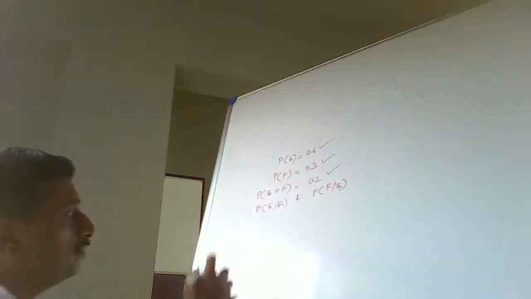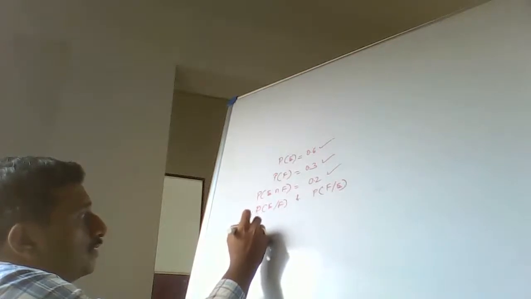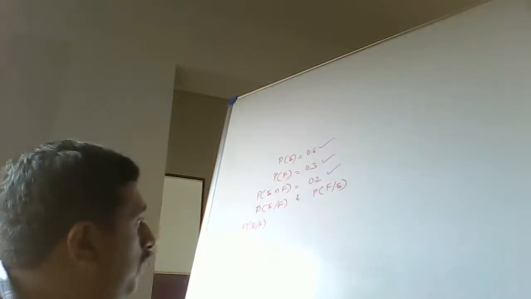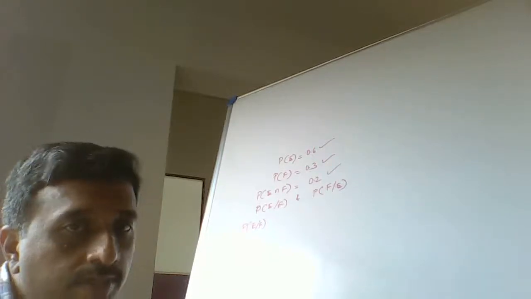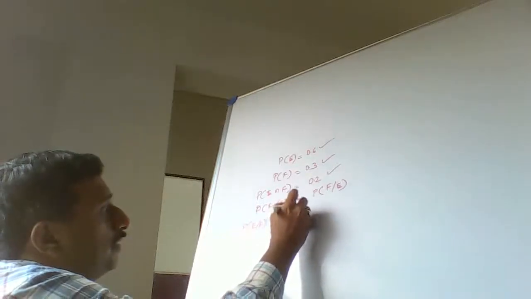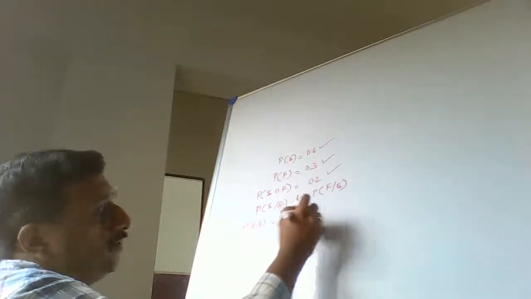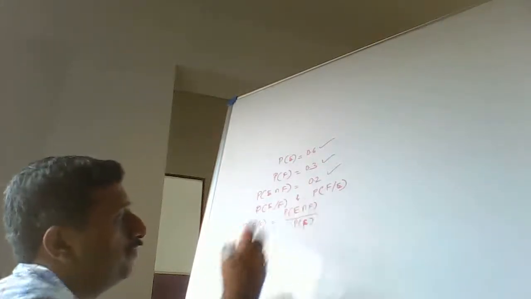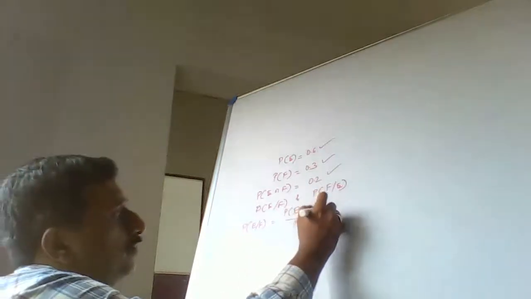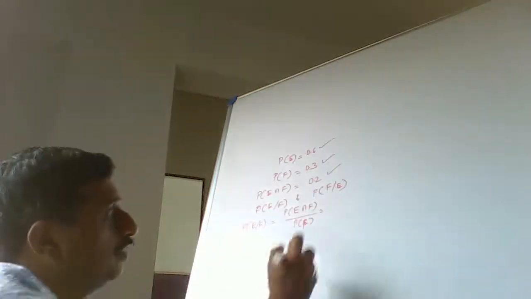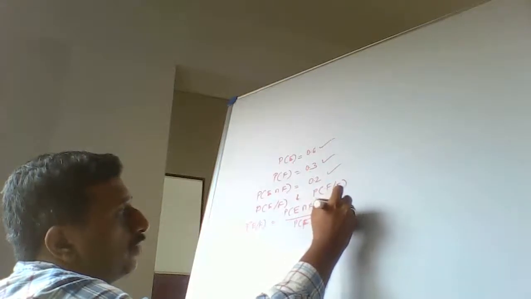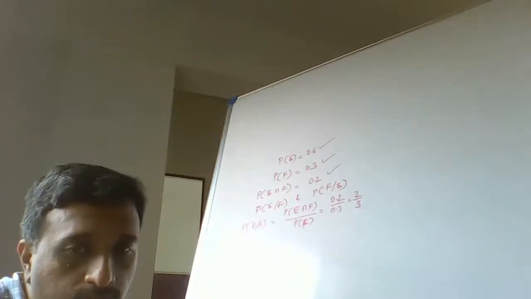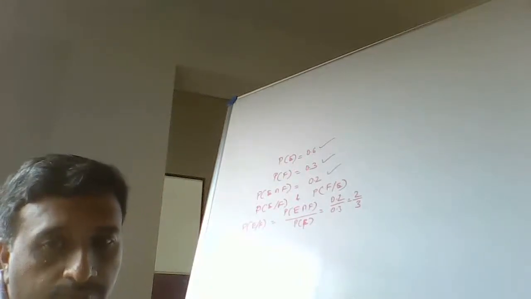Now we have a formula for this. This is a conditional probability, P of E given F. So this is P of E intersection F divided by P of F. When you put these values, this is 0.2, this is 0.3, so you get 2 by 3. I hope you understood the first part of the problem.